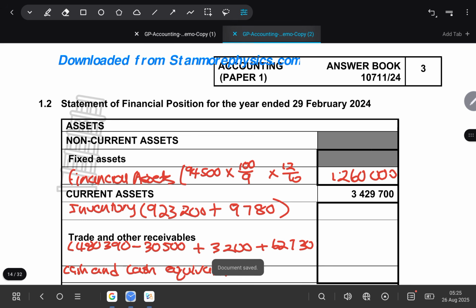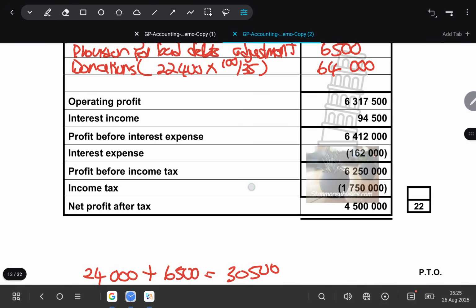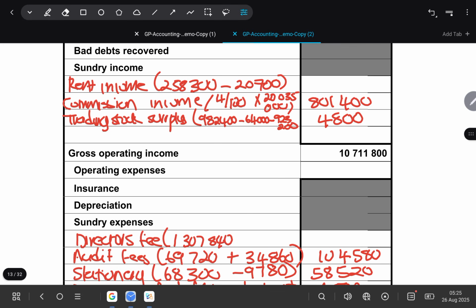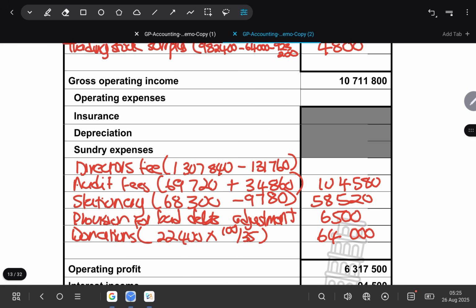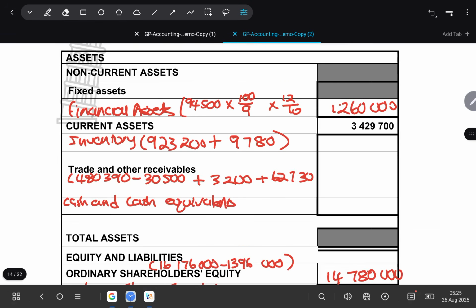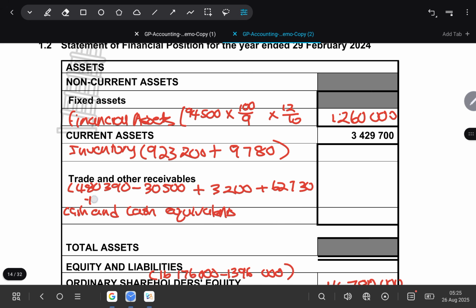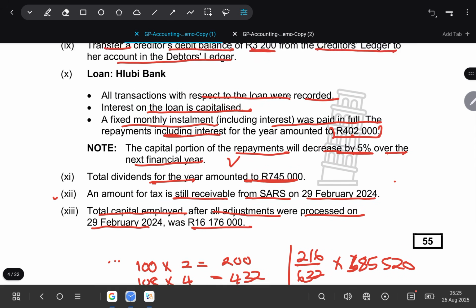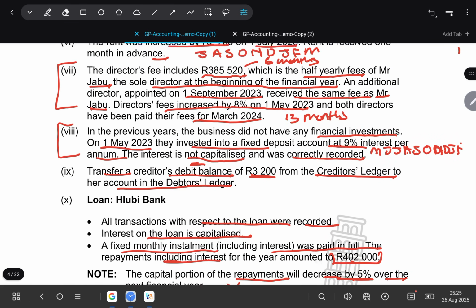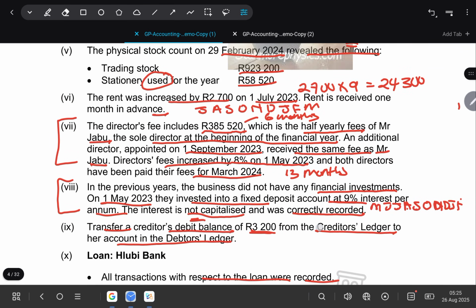So in the income statement, we will say minus 131,760 in director's fees, and then in the balance sheet this will have to be added. So under trade and other receivables, we'll say plus 131,760. Okay, I hope this makes sense. Now when I check all adjustments, everything has now been recorded.